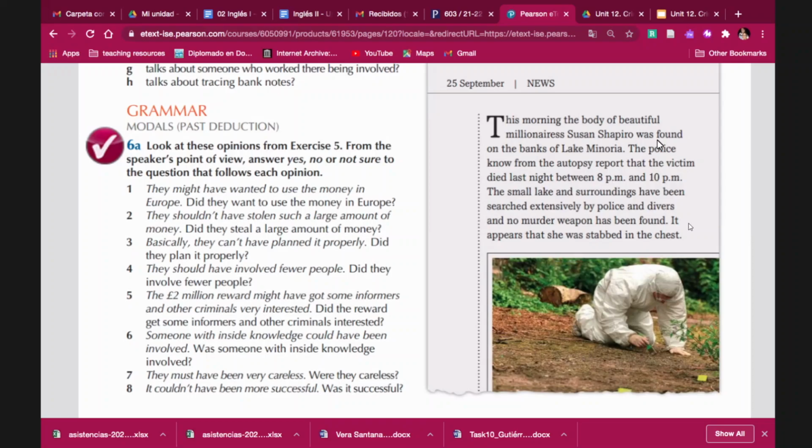Good. So, Carla, please, what about sentence 3? Would you please read it? Yes, teacher. Basically, they can't have planned it properly. Did they plan it properly? No, they didn't. They didn't plan it properly because according to the speaker, these robbers are dumb. Entonces, algo falló, que no lo planearon apropiadamente. Okay, good. Thank you.